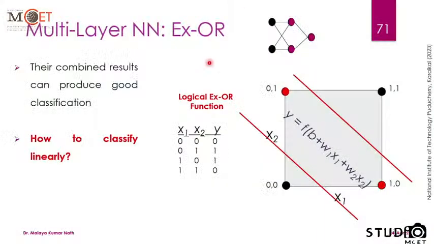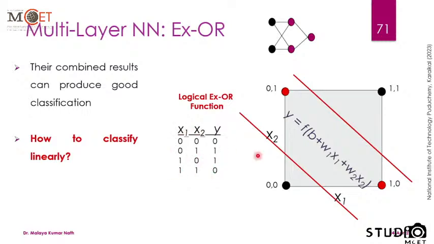So now how exactly is it happening? We know that in the case of a two-input exclusive OR gate, the output is 0 when both the inputs are identical. That means for 0, 0, I am getting the output 0, for 1, 1, I am getting the output 0, but for the rest of the combinations, the output is 1.